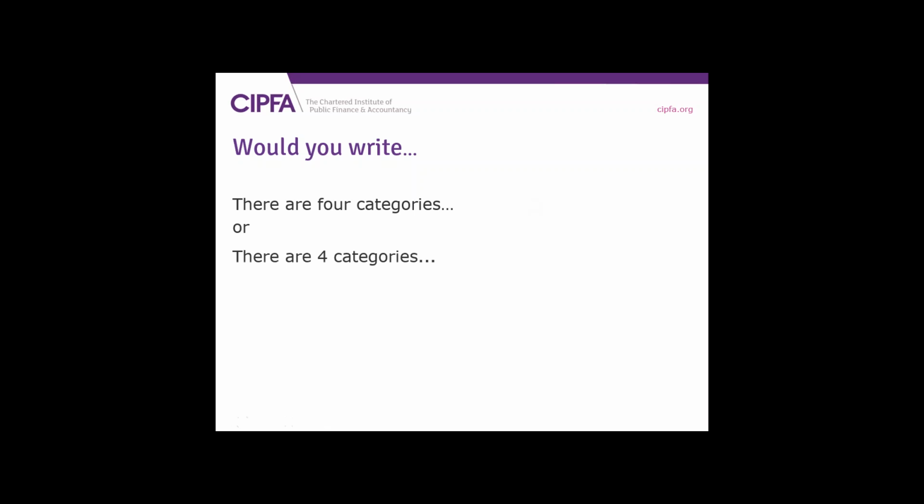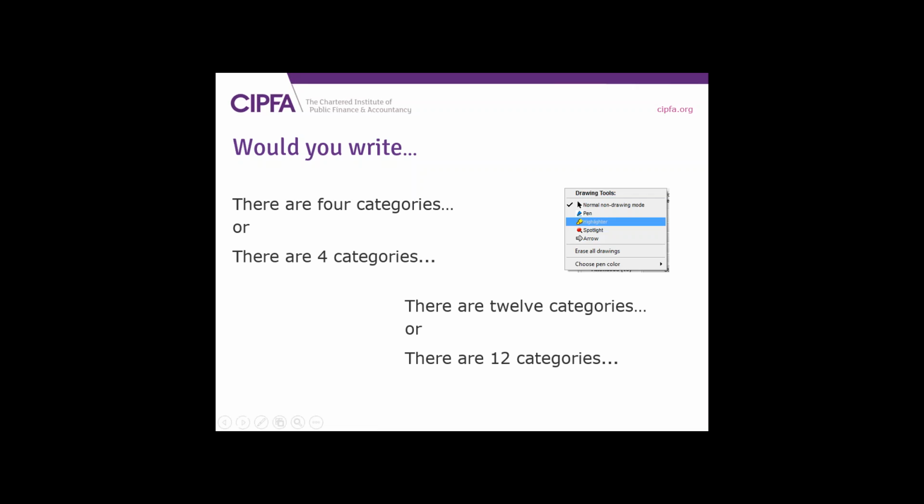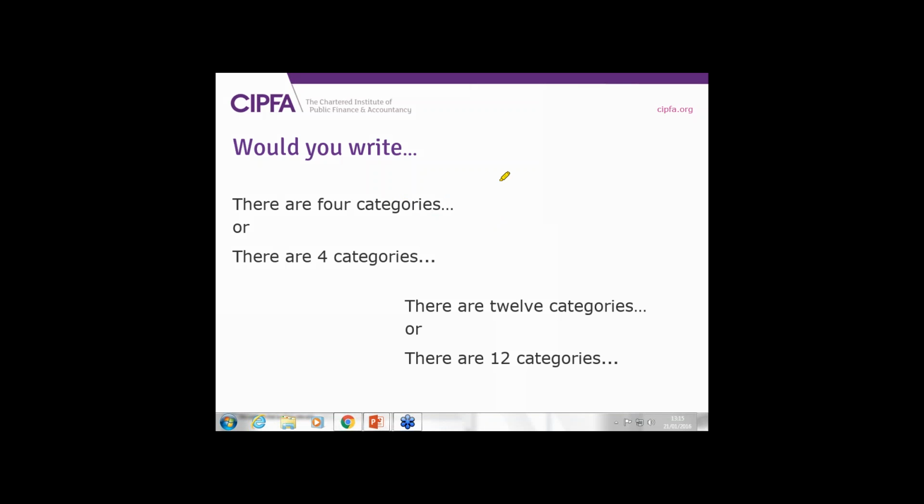Would you write four categories or 4 categories? And would you write twelve categories or 12 categories? I'm not going to open a poll on this. And this is one from the grammar book, so I'll tell you the right answer. And that is, you'd write four categories, so you'd write out the word up to 10. But for numbers larger than 10, you'd write the figure. The exception is if you start a sentence, so let's say we start a sentence with twelve categories, in that case you'd write the word. Now frankly, I don't care that much.